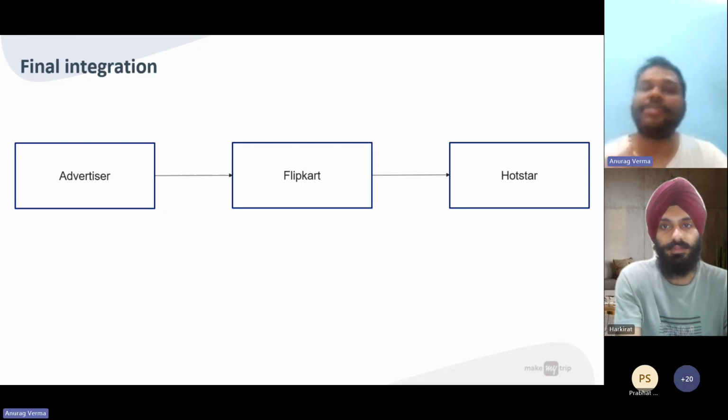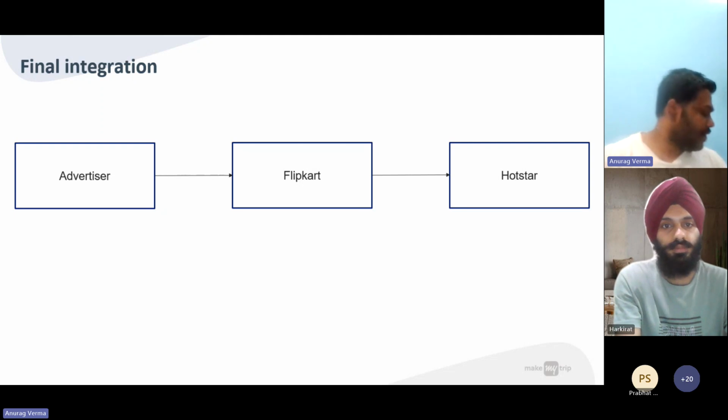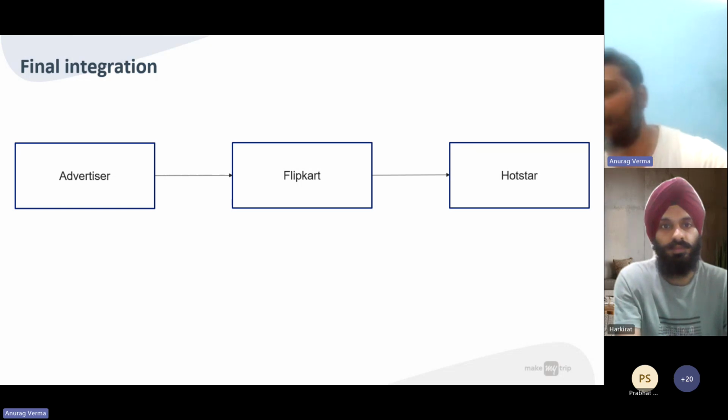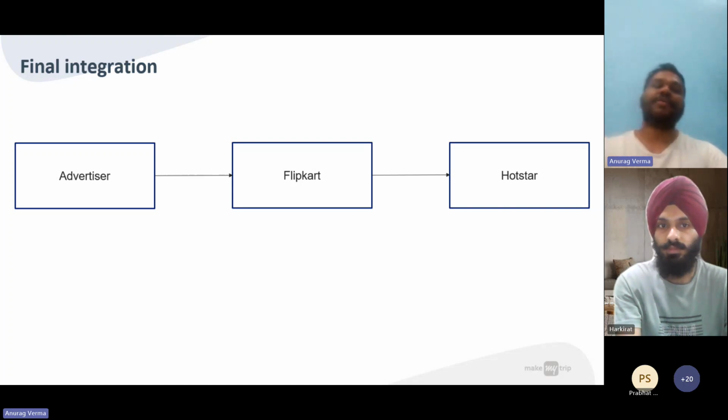So Flipkart was a natural partner for us. Amazon could have been a partner as well, right? The problem Flipkart had was they had a lot of data, but they did not have space to run ads on their website or app, right? So effectively, what ended up happening was Flipkart became a reseller of Hotstar's video ad supply, right?